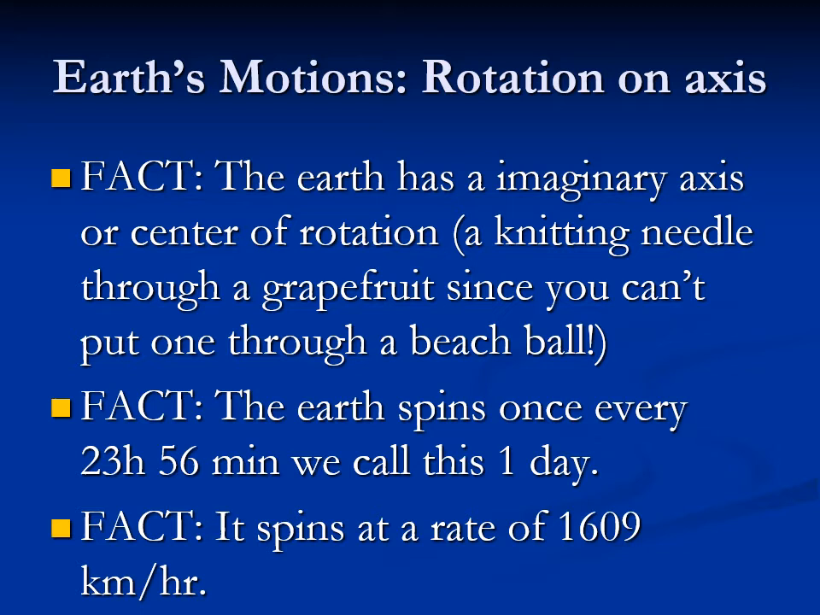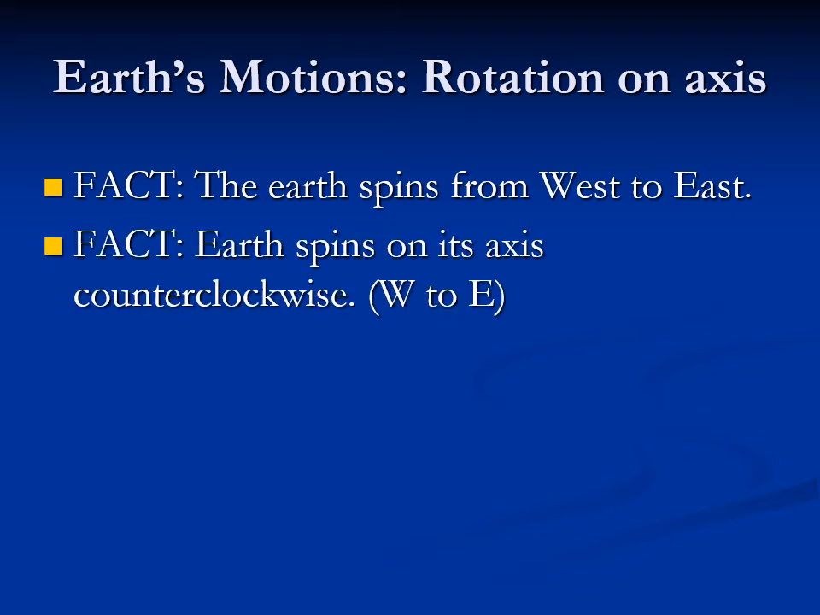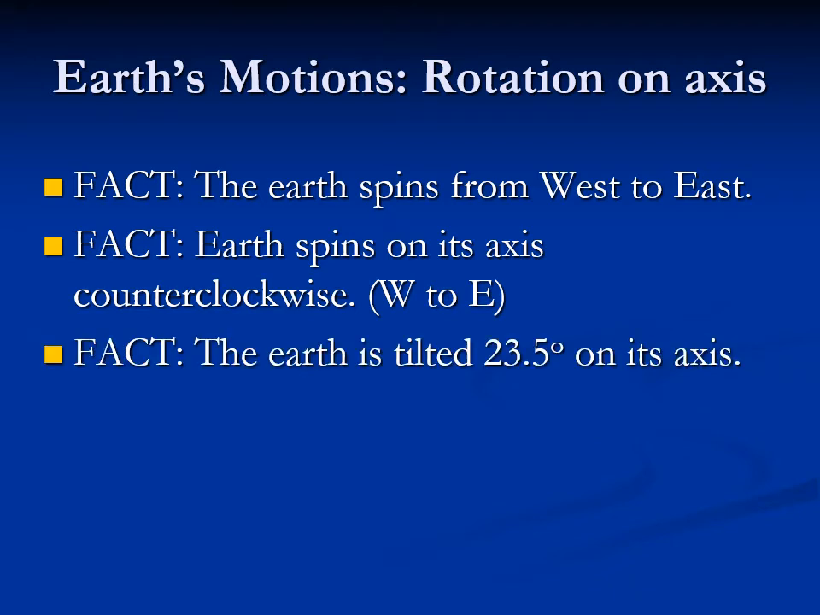It also spins faster than you think. The Earth rotates at a rate of 1,609 kilometers every hour. That is fast. Did you know that the Earth spins from west to east? All right, that's counterclockwise. We are spinning from the west to the east. The Earth has a tilt, so the axis isn't straight up and down. The Earth is actually tilted roughly 23.5 degrees on its axis.